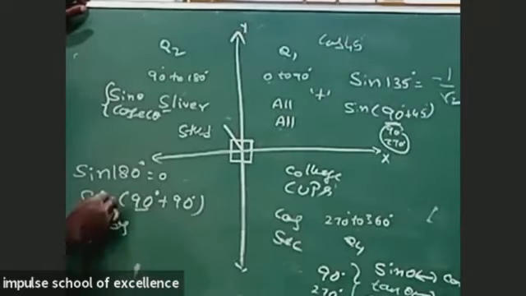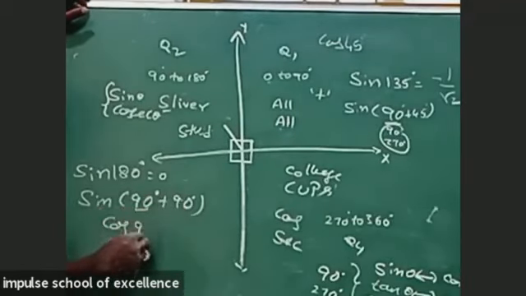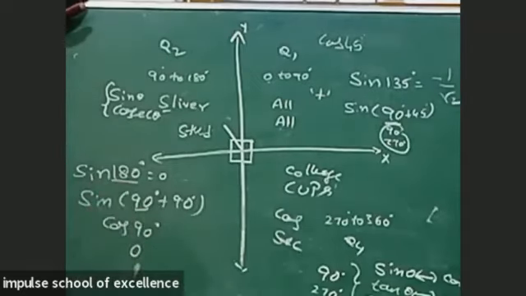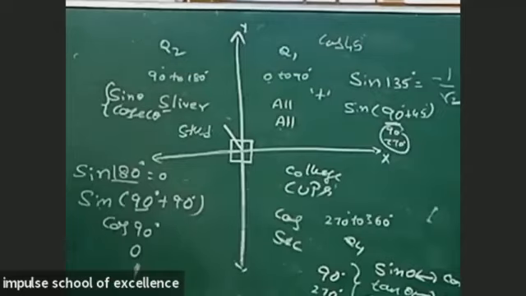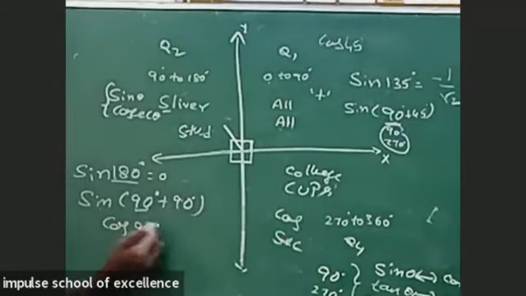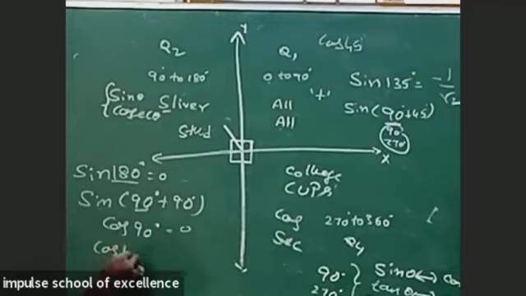So sin of 90 plus theta is equal to cos theta. So cos 90 degrees, how much? 0. So that's why sin 180 degrees is equal to 0. As well as I gave you cos 180 is equal to minus 1. So let us see how cos 180 degrees is equal to minus 1.